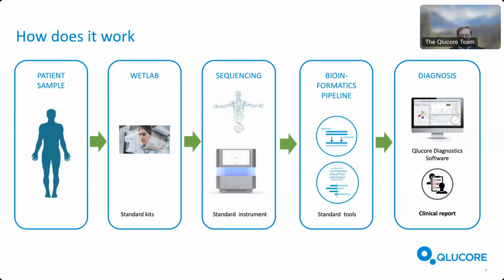So this is a cartoon describing the path of a sample from a patient to a report. First, the sample is retrieved from the patient. The next step is that a lab prepares RNA from the sample and sequences that. The raw data from the sequencer is analyzed bioinformatically to generate files that are fed into Qlucore Insights. And after that, the analysis is started and the classification and presentation of fusions detected in the sample are performed automatically.